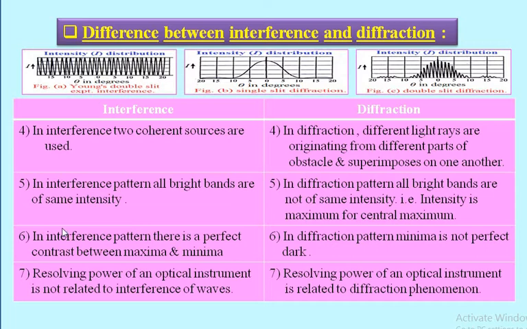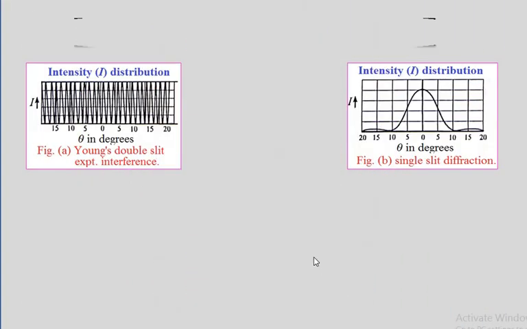In case of interference pattern, there is a perfect contrast between maxima and minima, but in a diffraction pattern, the minima are not perfectly dark. The resolving power of an optical instrument is not related to interference of the waves, but in case of diffraction, the resolving power of an optical instrument is related to the diffraction phenomenon.